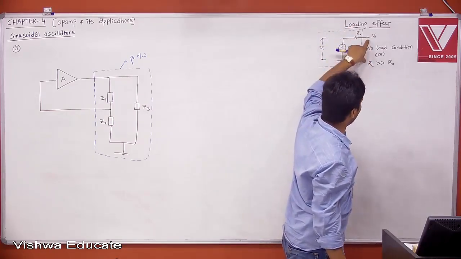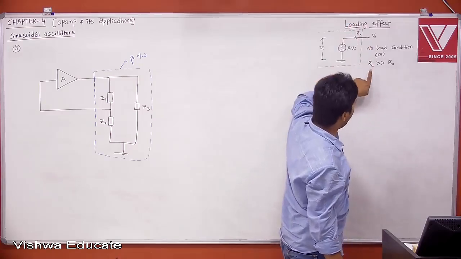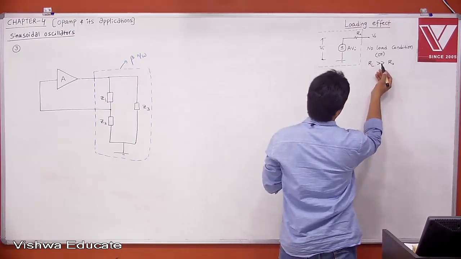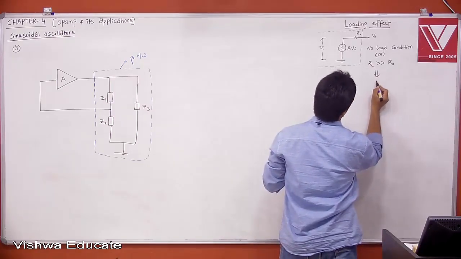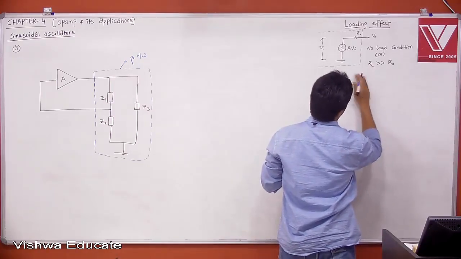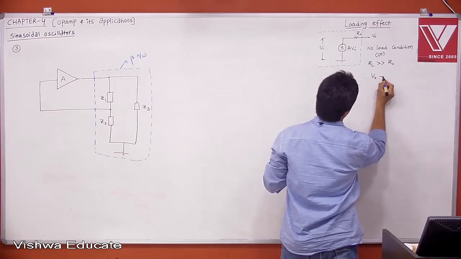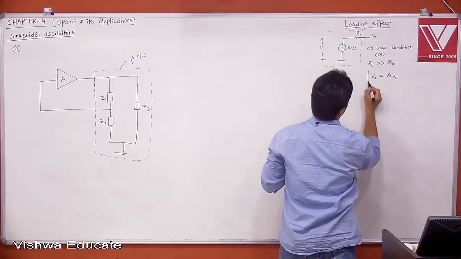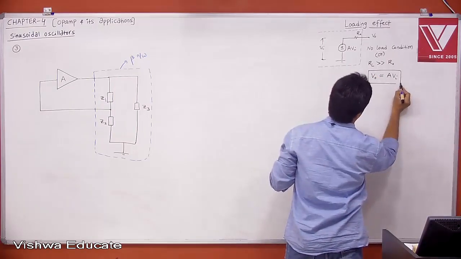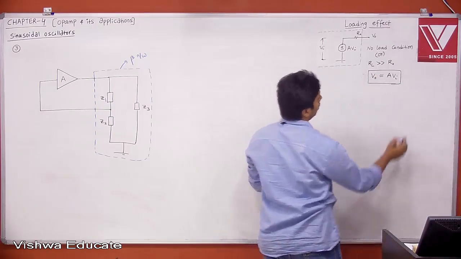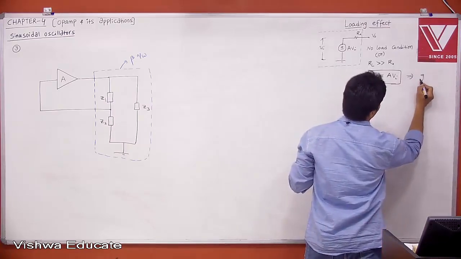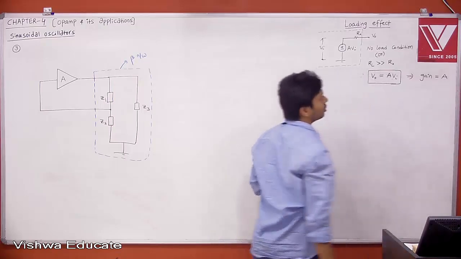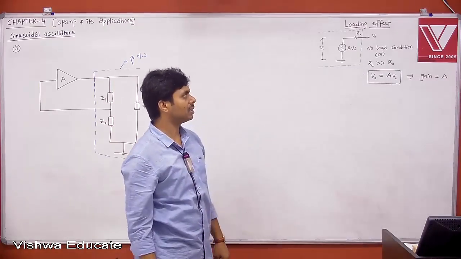Therefore, even if there is no load, or the open case, or the load which is there is very much greater than R0, then tell me what is your V0? Your V0 will be equal to A into Vi. Therefore, what is your gain? Gain is nothing but A only. Effective gain is nothing but A. There is no change. Whatever gain A is represented, that is what is there.